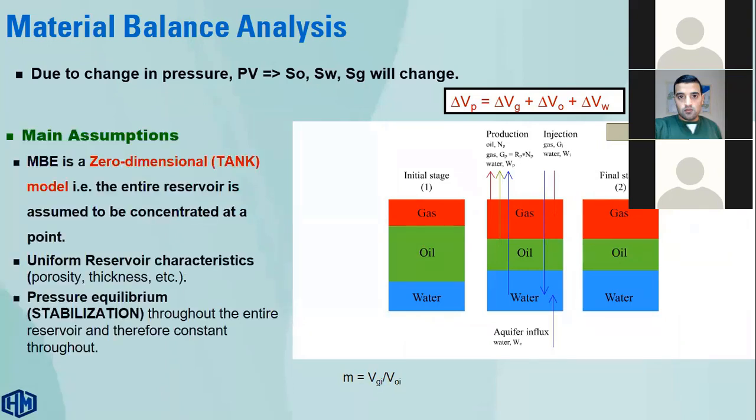Now it's important to know the main assumptions of the material balance equation. The first one is very important. Material balance is typically a zero-dimension or tank model, which means the entire reservoir is considered as a point. This means we consider the reservoir has uniform reservoir characteristics like porosity and thickness, so different reservoir properties are considered consistent or uniform. Also, we consider we have pressure equilibrium throughout the entire reservoir.